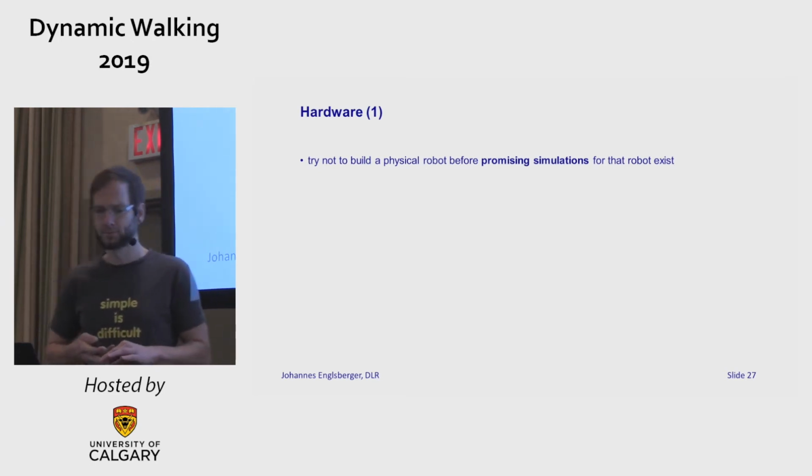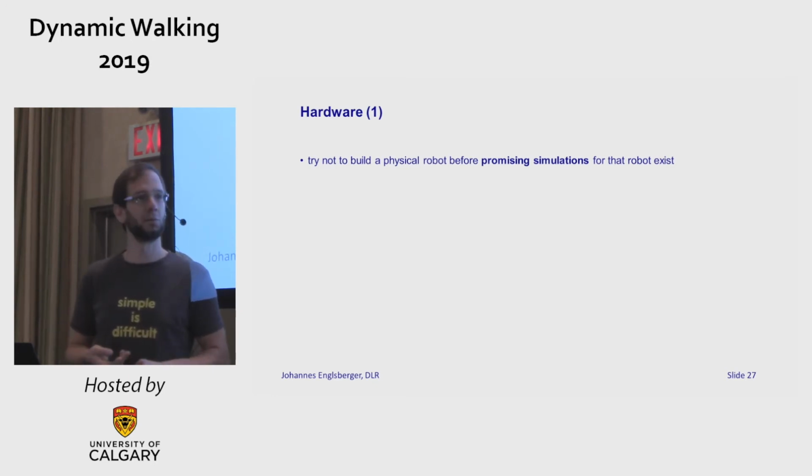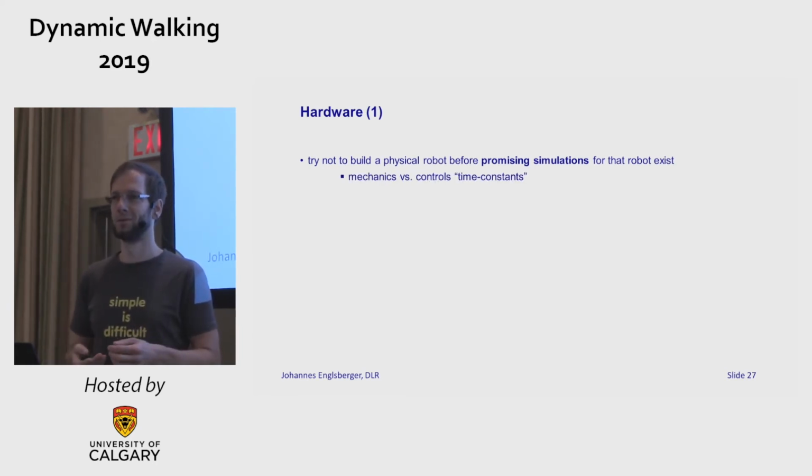So regarding hardware, I propose, and this is maybe kind of obvious, but I want to repeat it: try not to build a physical robot before promising simulations for that robot exist. That's related to what I like to call mechanics versus controls time constants. When I started, I thought writing a controller takes me a minute, an hour, a week, or whatever. That's very fast. And mechanics is so slow, like 3 months, 3 years, whatever, to build new hardware. And yet, coming up with a sophisticated controls architecture, I feel is typically slower.